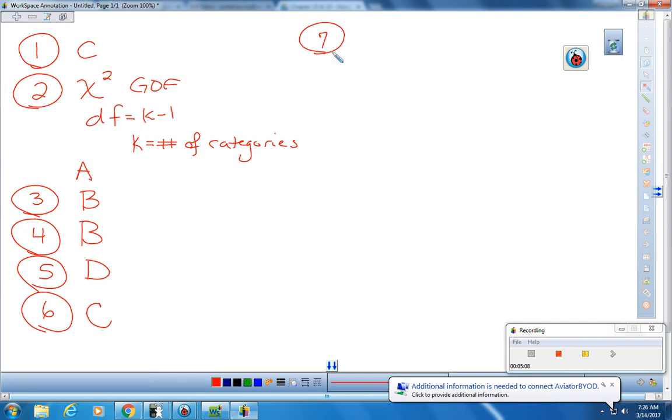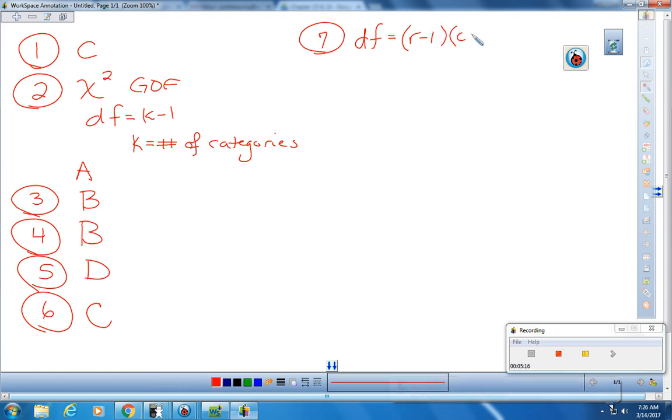So our degrees of freedom for those chi-squared tests are rows minus 1 times column minus 1. So there were 2 rows and 3 columns. So that's 2 minus 1, which is 1, times 3 minus 1, which is 2. So our degrees of freedom here is going to be 2, which is A. Okay?